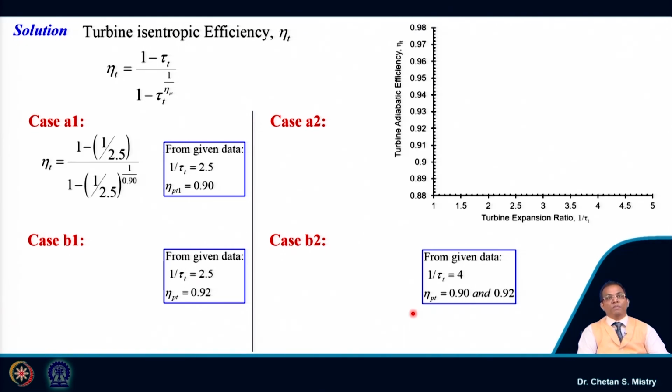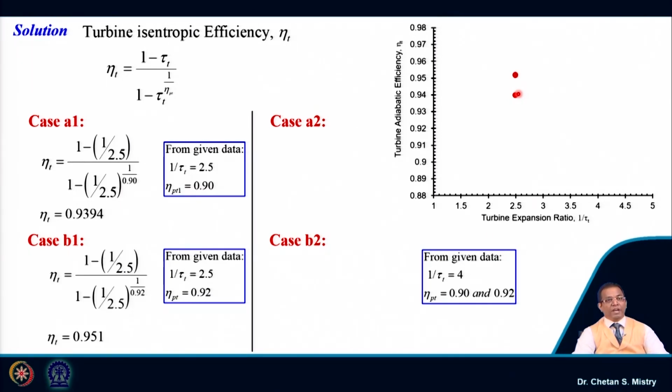Here, the information given to us is the expansion ratio of 2.5 and polytropic efficiency of 90%. If I put that in this equation, it says my efficiency is 0.939, so it is approximately 0.94. So, for this expansion ratio, we have this efficiency of 0.94. Now, for the same expansion ratio, let us take the polytropic efficiency to be 92%, and let us see what change we will get.